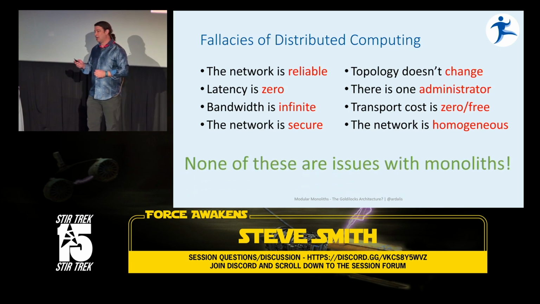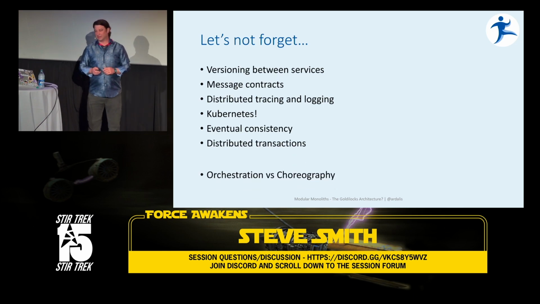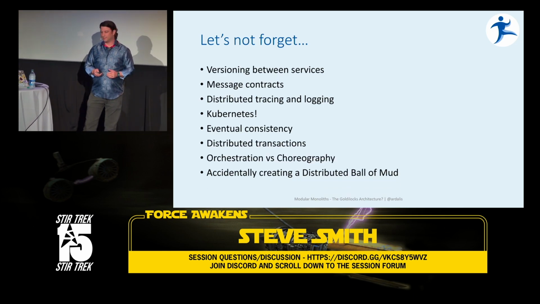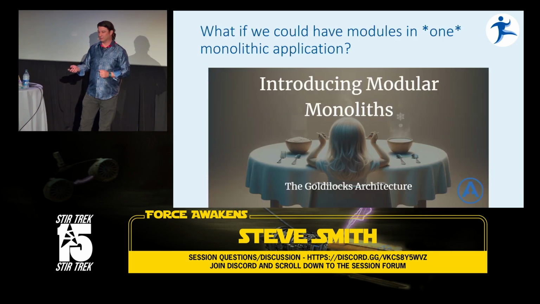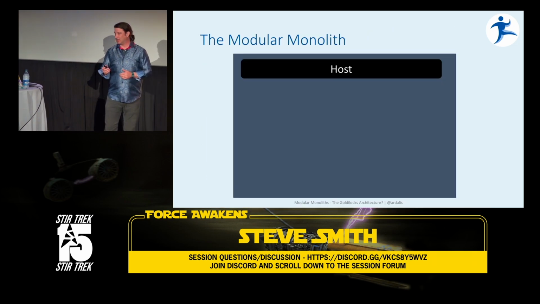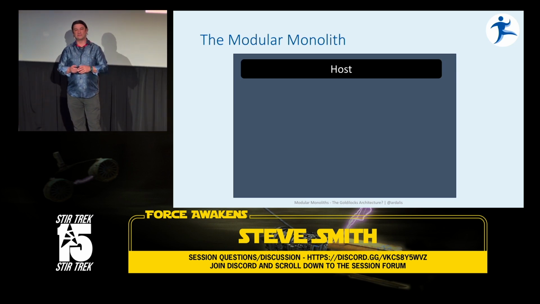All right, so let's not forget all the other things that you have to worry about, and there's more than just on this list, right? If you've built microservices, you know there's a lot to it, all right? And so why don't we just have the modules be in the monolith? And so a modular monolith might have a structure that looks like this. And this is very similar to what your microservices architecture might look like, right?